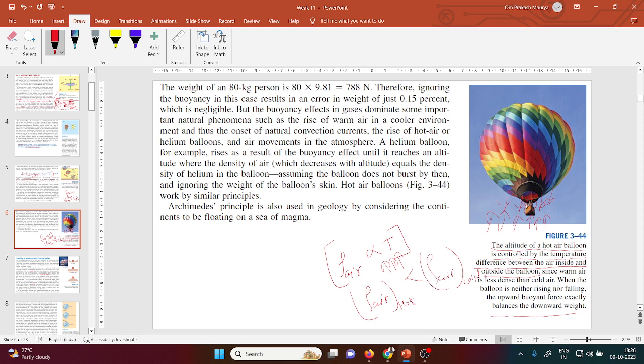Have you seen a helium balloon? Initially the balloon is on the ground when we hold it in our hand. Then after releasing, what will happen? It moves upward and upward. After some time, it does not move much further upward. So at that altitude, the weight of the balloon and the buoyant force are equal. Right. Yes. Thank you, sir.